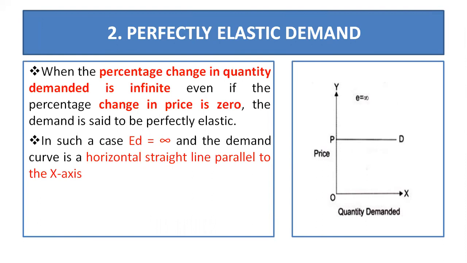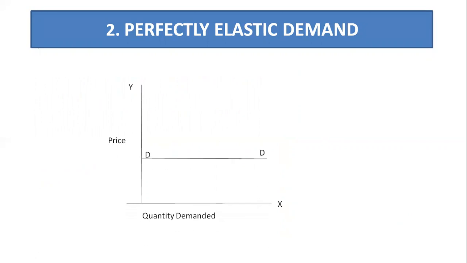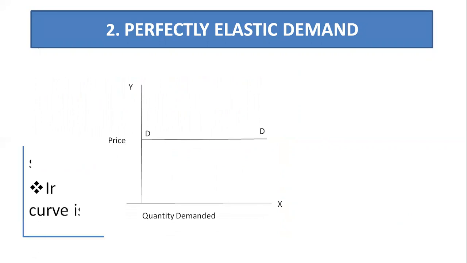Now in this case, the demand curve is a horizontal straight line which is parallel to the x-axis. So let us see how to draw the curve. First of all, draw x-axis and label it as quantity demanded. Then draw y-axis and label it as price. Now draw a DD curve, that is the horizontal line parallel to x-axis.